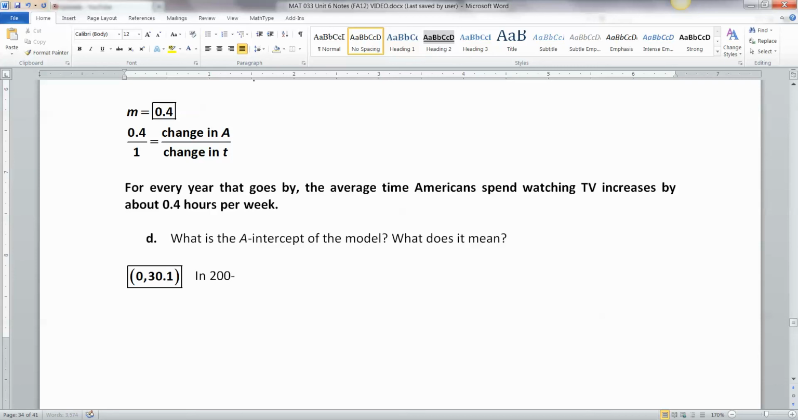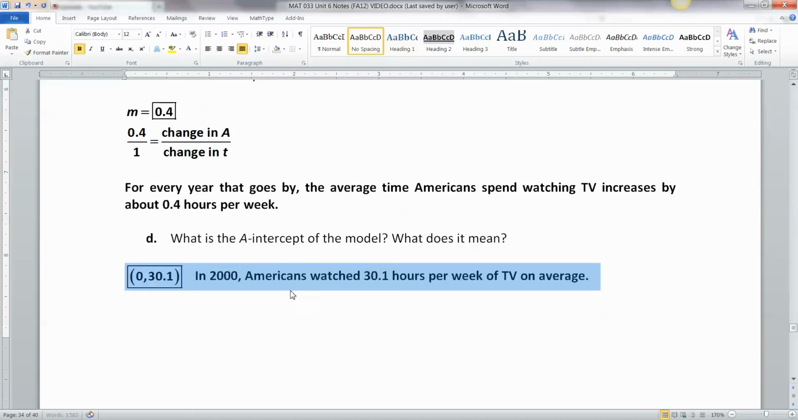what? The average amount. There's a lot of ways you can say this. The average amount of TV Americans were watching, or how about this? Americans watched an average of, or watched, how about this? Watched 30.1 hours per week of TV on average. Or watched about 30.1 hours per week, or something like that.